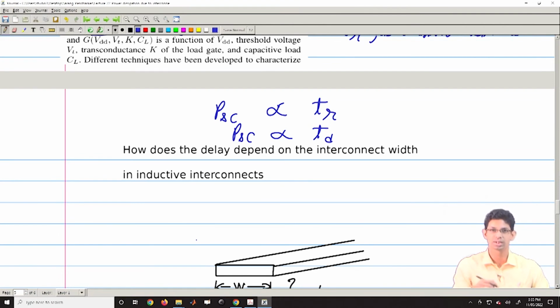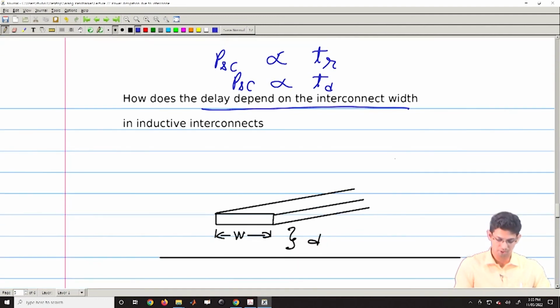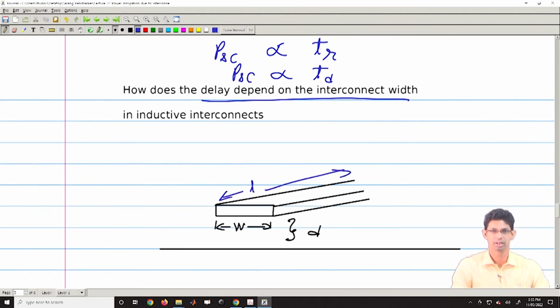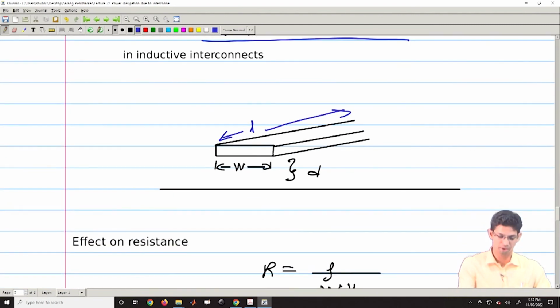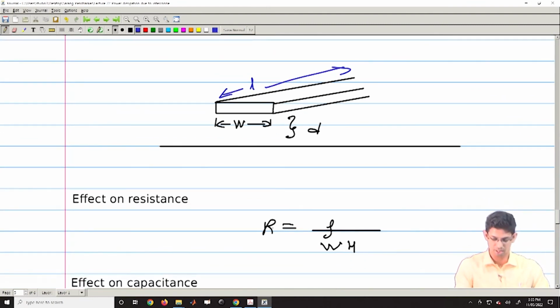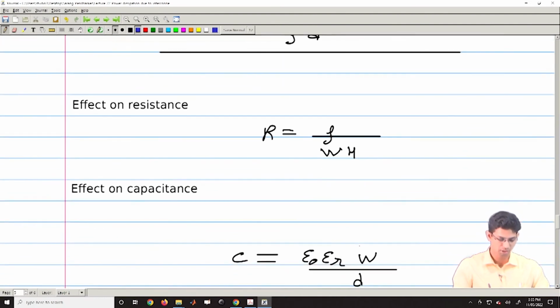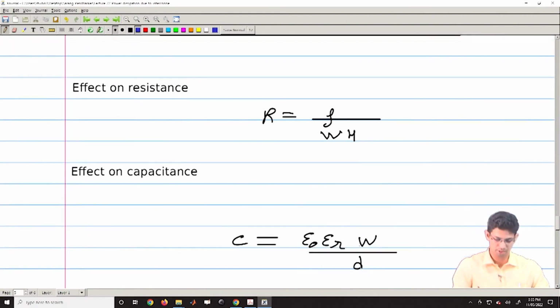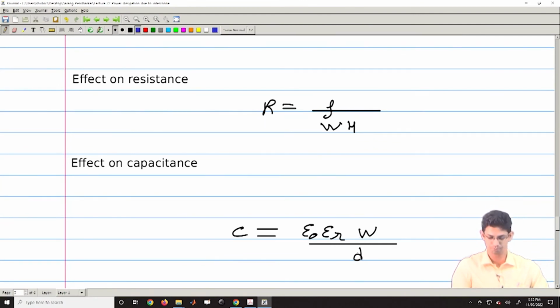So, now we need to first understand how the interconnect width would affect the delay. For that, again we take a similar schematic. This is the width. Now, if I look at the effect on resistance, R is equal to rho divided by W into H. If I look at the capacitance, it would be epsilon naught epsilon R W by D.